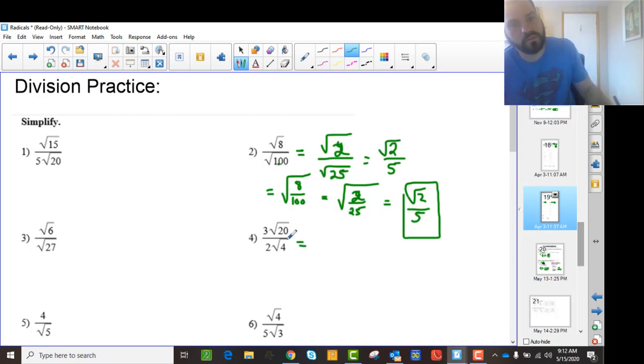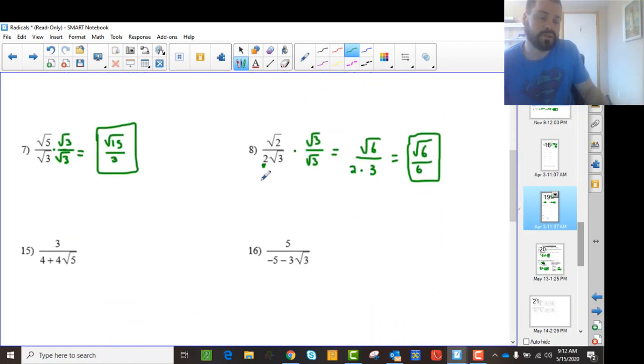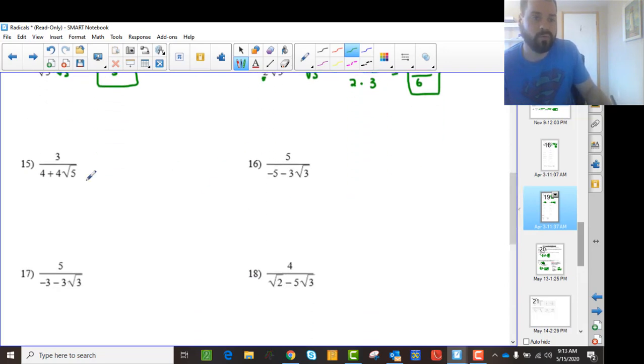Some of these also, if you look at this one, for example, you have 3 over 2 times, and then 20 over 4 becomes root 5. And you just leave it like that. So you try to divide or reduce if you can. If you can't, or once you get to the point where you can't, you rationalize. If you can't do that because you have a binomial on the bottom, you're going to multiply by the conjugate. We'll look at a couple of examples of that.